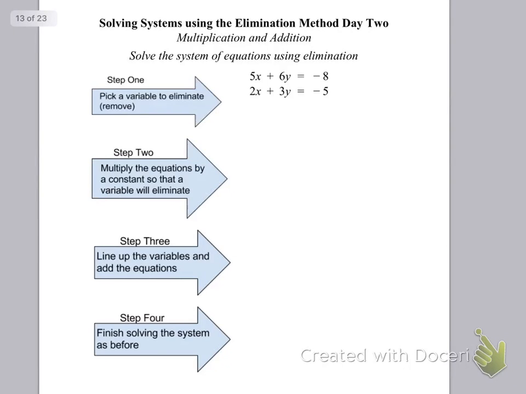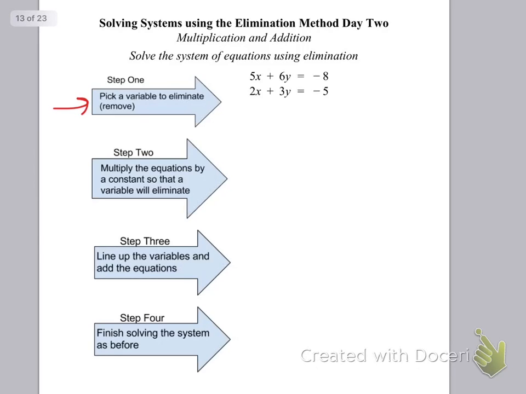Alright guys, we're moving on to day 2 of elimination. So it's a very similar process, but we're adding one more step into the mix. Once we start these equations, we need to first look at what variable is going to cancel out. So that's our step 1: pick a variable to eliminate and remove.